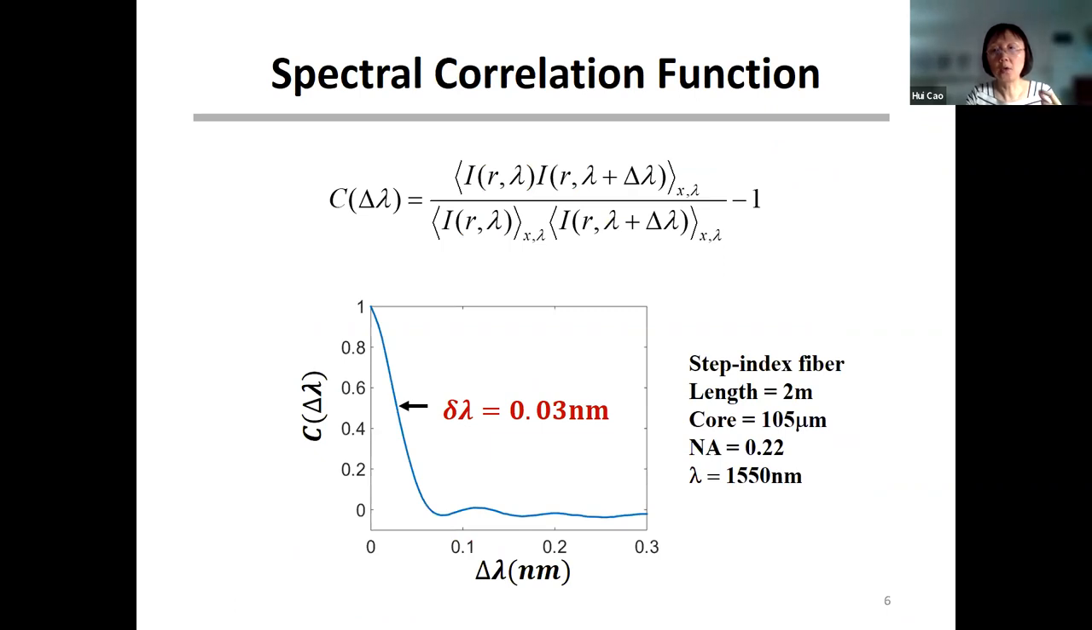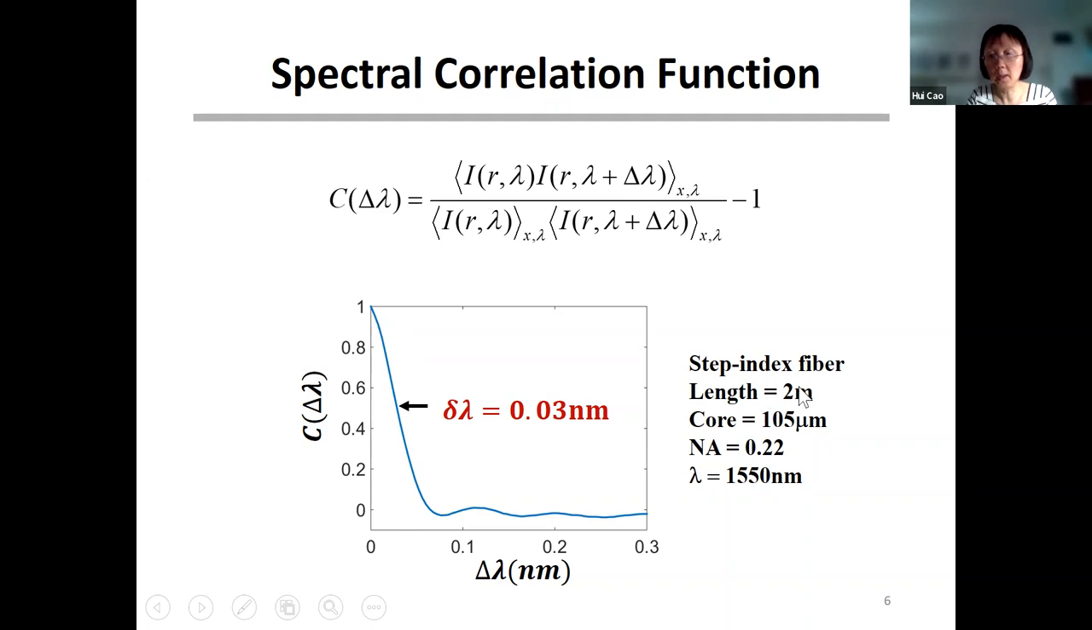Now, to quantify the sensitivity or the spectral resolution, we use what is called a spectral correlation function. We measure the output spectral pattern at one wavelength, and then correlate it with the spectral pattern at a different wavelength. Then we see how this correlation decays with the frequency or wavelength spacing between these two wavelengths. You see that this correlation function decays very quickly with the frequency detuning.